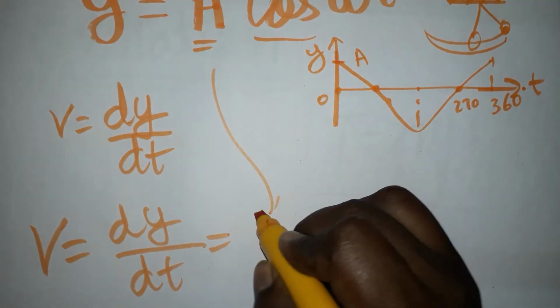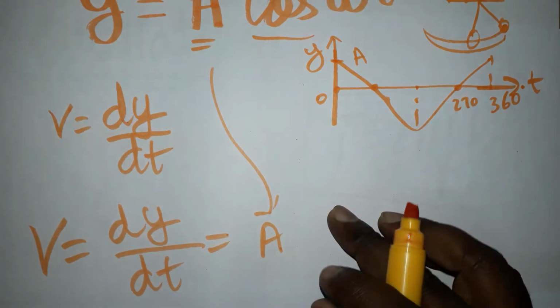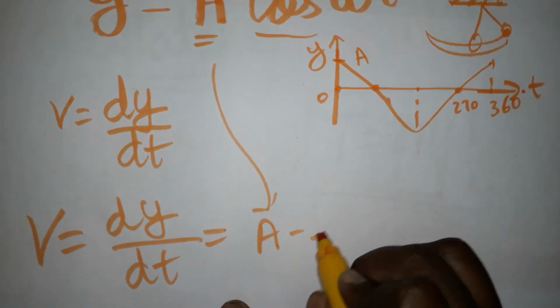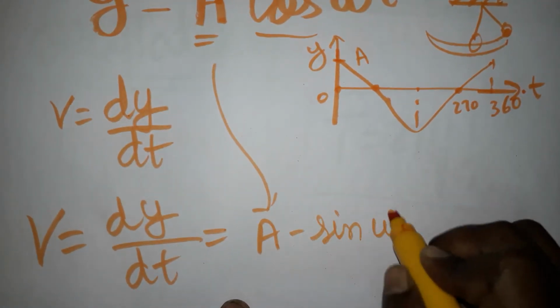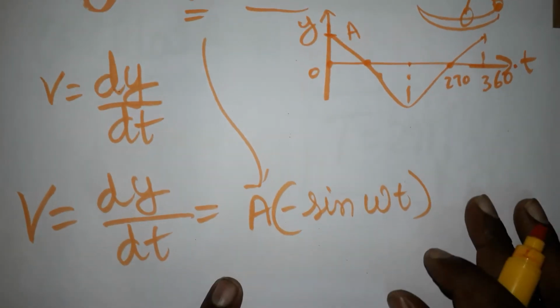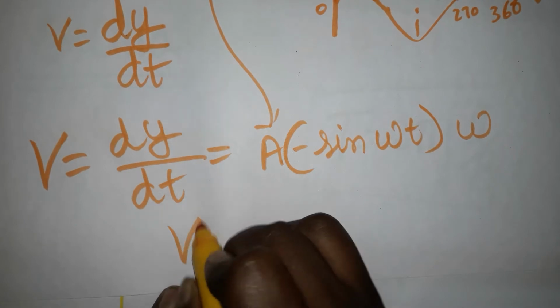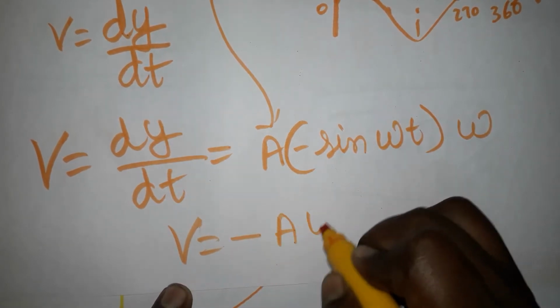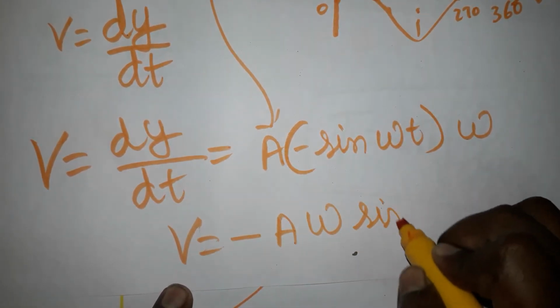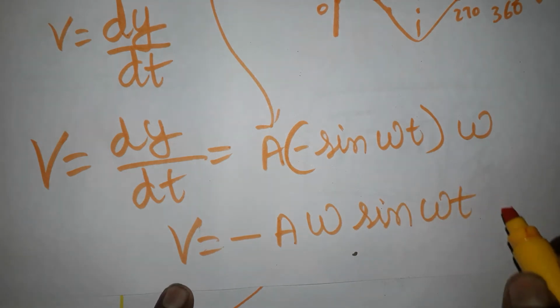Here a, the amplitude, is a constant. The differentiation of cos omega t will be minus sin omega t. Omega t is theta, and the differentiation of omega t is omega. So I get velocity is equal to minus a omega sin omega t.